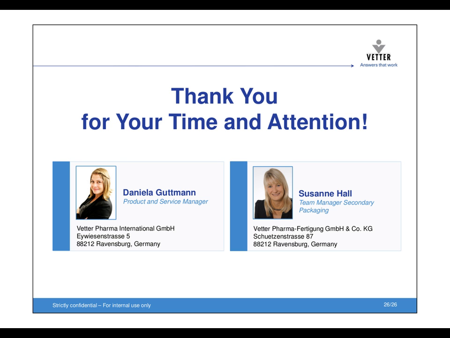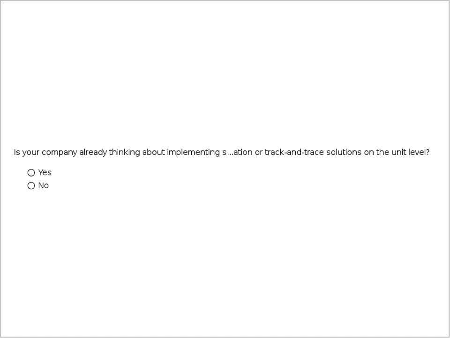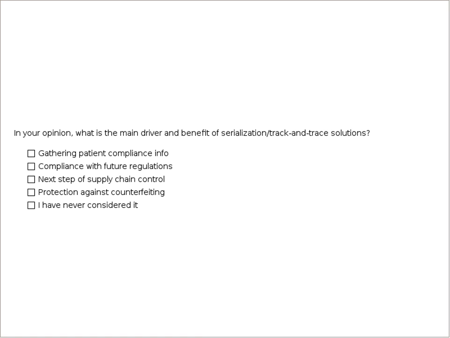And I think now it's time to share with you the results of our poll questions. Our first question was, is your company already thinking about implementing serialization or track and trace solutions on the unit level? For example, serialization of primary packaging containers such as syringes or vials. About 57% of the audience answered yes, and 42% answered no. So I can say for this answer it's pretty balanced.